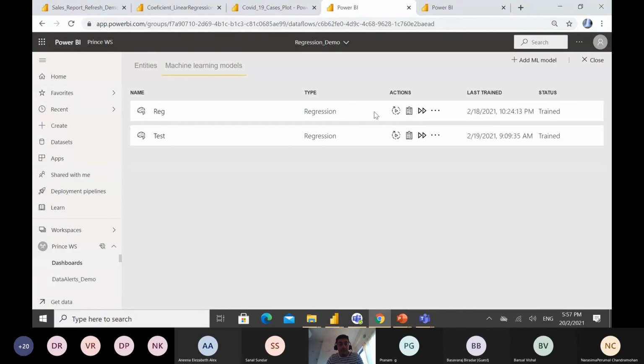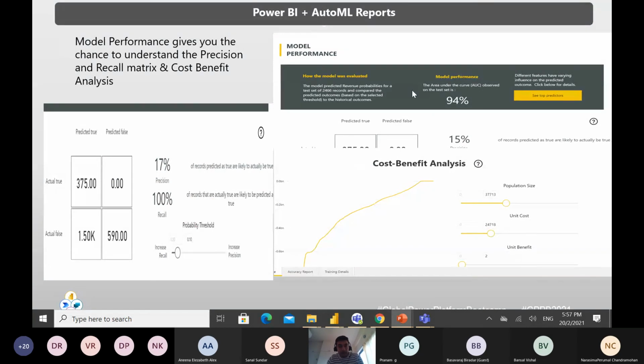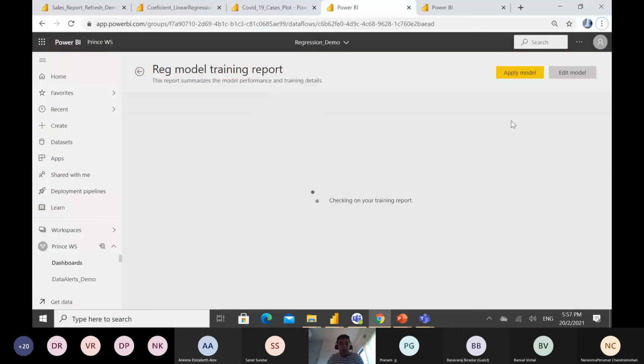Once it does that part, it generates this training report, which we're going to see now, which I was showing you here. So it tells you performance, accuracies, and all those things.